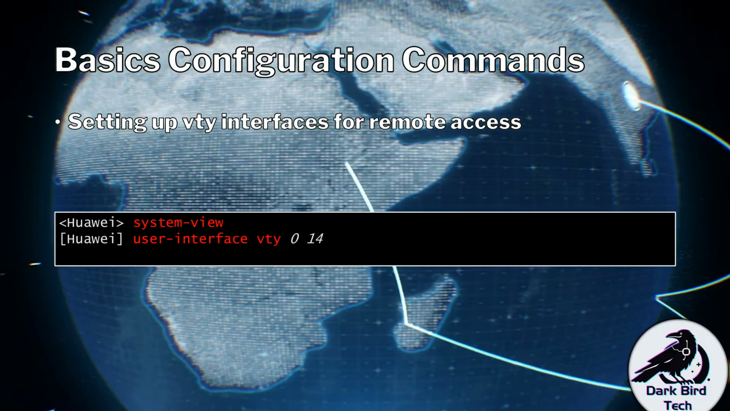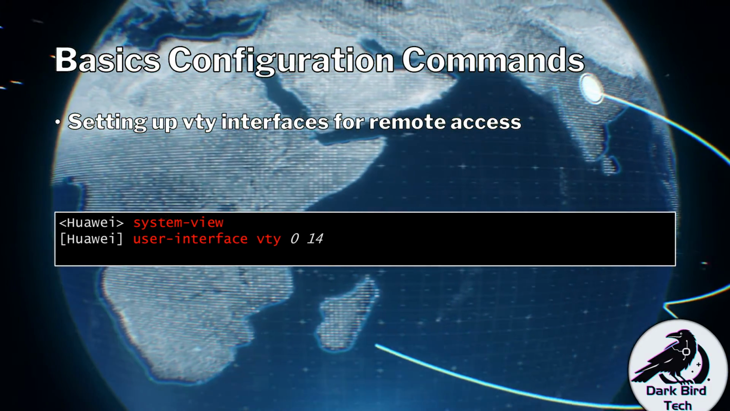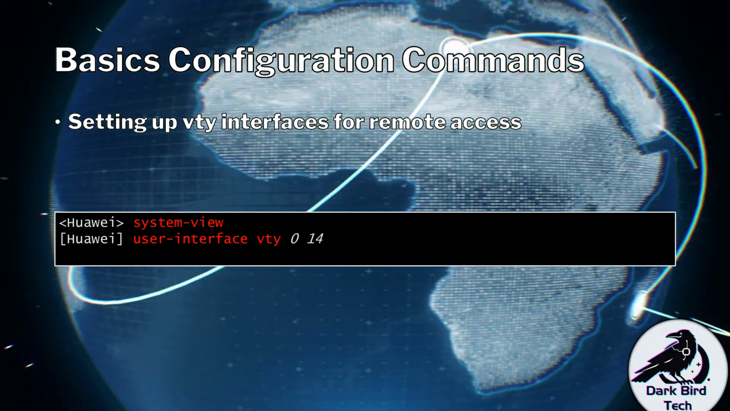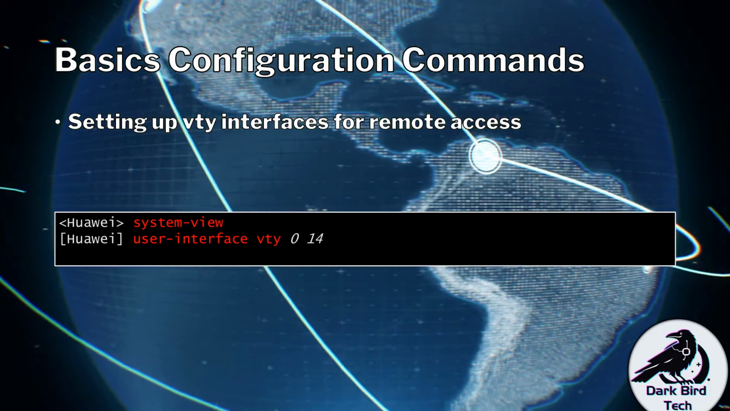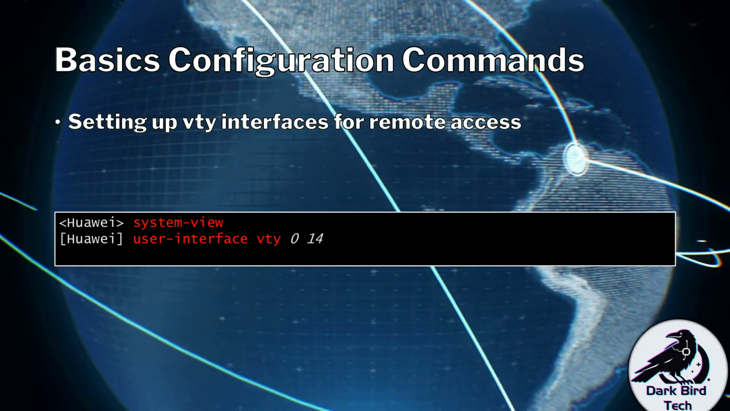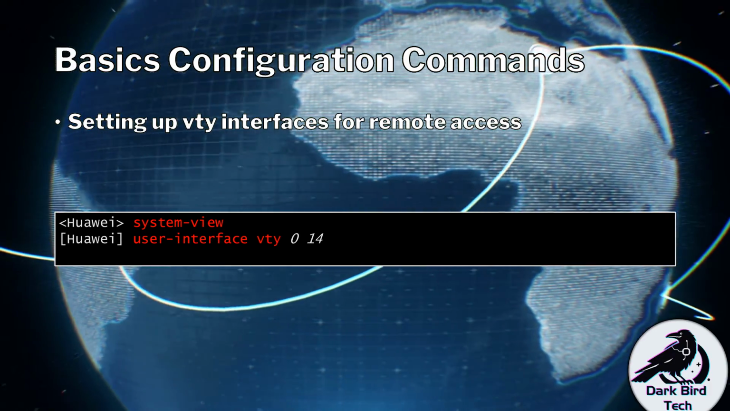and then you type VTY, space, number, space, and a second number if you want to. So user-interface VTY, followed by a number. That is setting up what we call the virtual teletype lines, which allows you to either use Telnet or Secure Shell, or either, or both, generally not at the same time though, to remotely access the device.